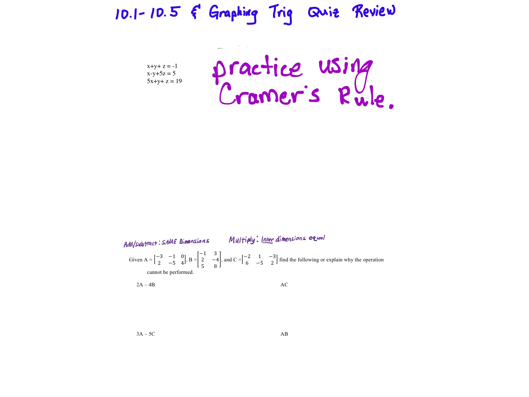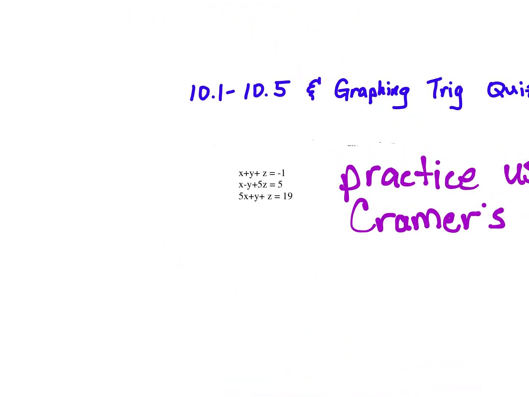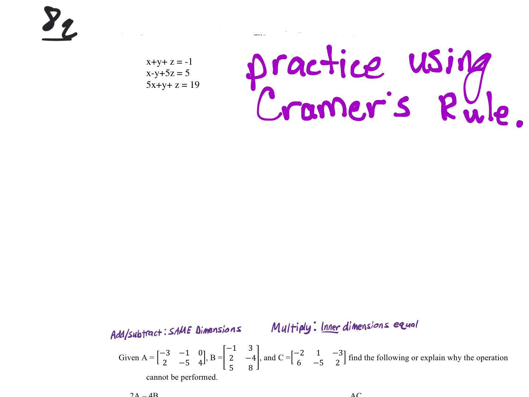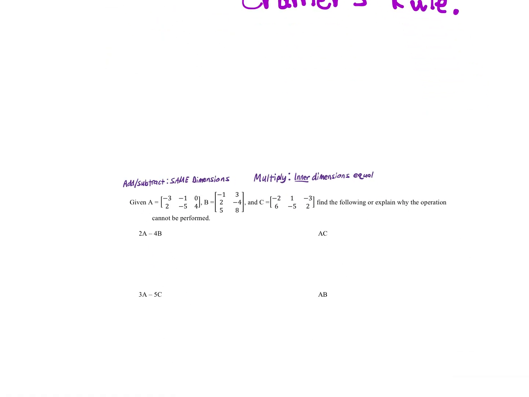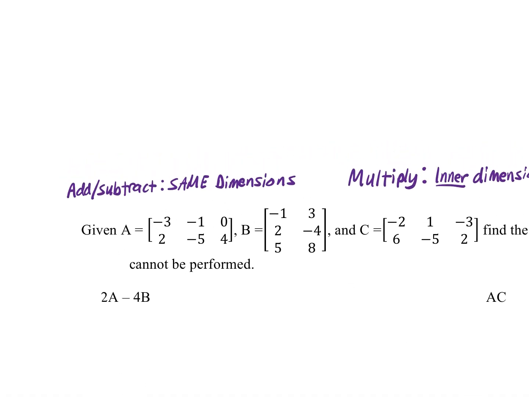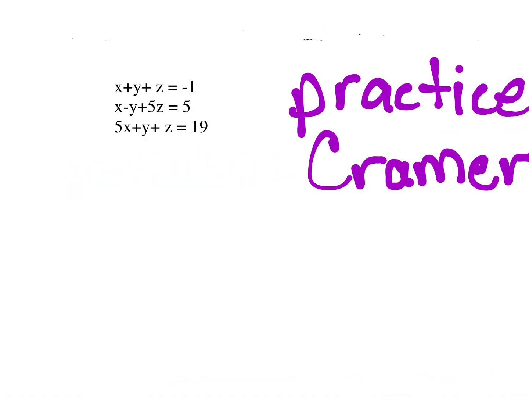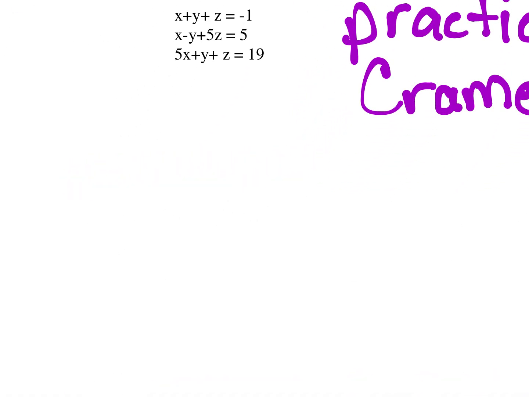So let's get started. Hopefully we know by now how many questions is your quiz. 8. Good. There's only 8 questions. Little bit of everything. It shouldn't be extremely difficult. But I'm just going to go over some of the most important pieces of information that you guys will need to know. I'll skip the Cramer's rule. I'll do one more towards the end.